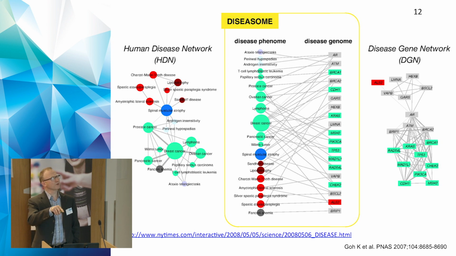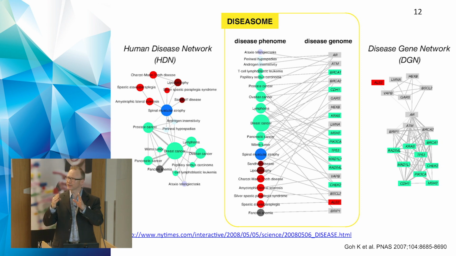So this is what's often called a bipartite network. You have 2 kinds of nodes. You have diseases and you have genes. And diseases aren't directly connected to each other. They're only connected to the genes that are associated with that disease.